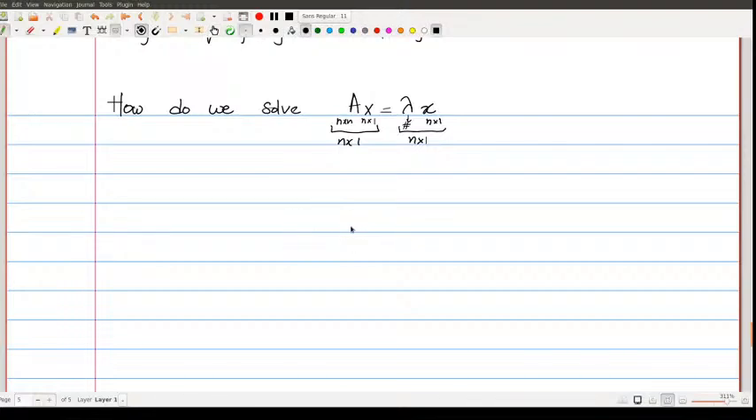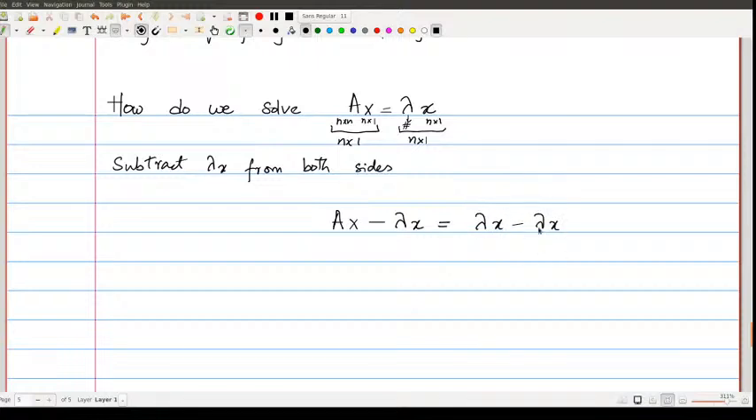Okay, so I'm going to do something. We're going to try to bring this lambda x to the other side, and the way we're going to do this is we're going to subtract lambda x from both sides. We have to be careful when we're doing algebra on matrix equations. It's very similar to algebra that we do on real numbers, but there are some subtle differences. So Ax minus lambda x, and on the right-hand side we have lambda x minus lambda x. So this is a vector subtracting the same vector. This is going to give me the zero vector, right? So this is the zero vector.